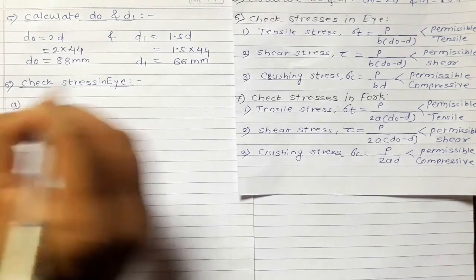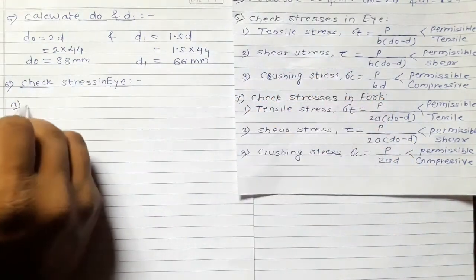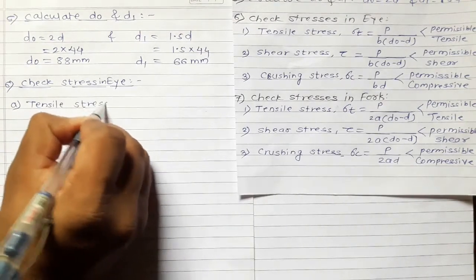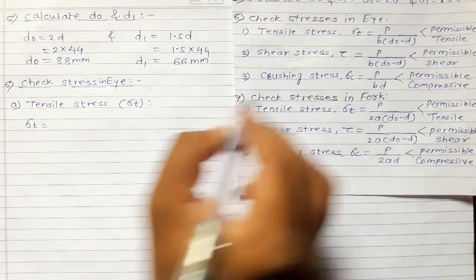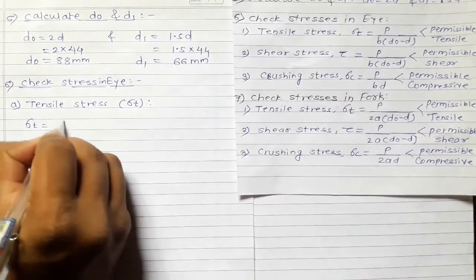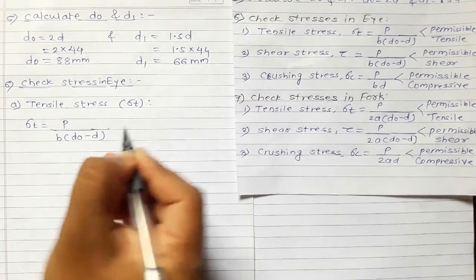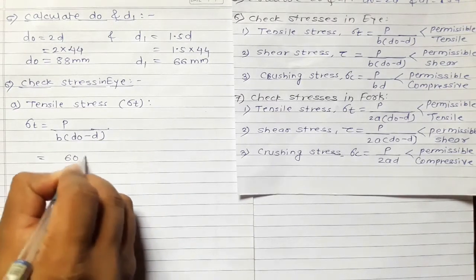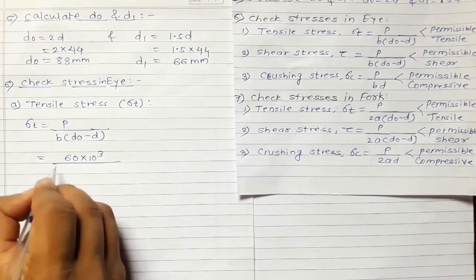So first of all, let us write the first equation of stress that we have to check. First is the tensile stress, that is sigma t, and the equation of this tensile stress sigma t for I is P upon B into d0 minus d. So let us put this value of P. The value of P is 60 into 10 raised to 3. The value of B is 44.